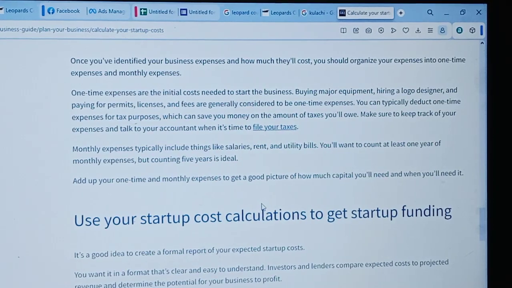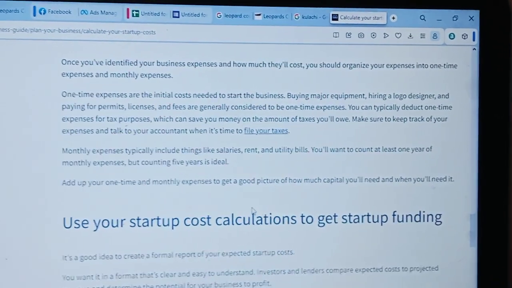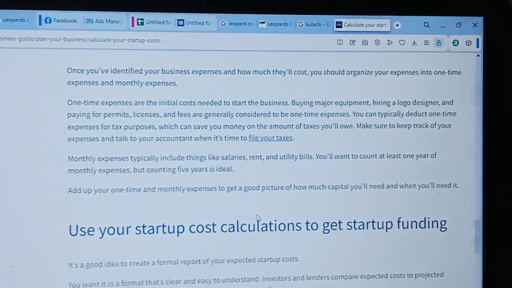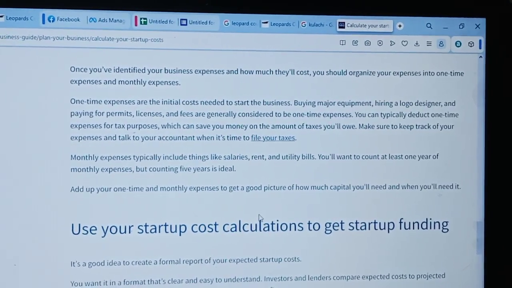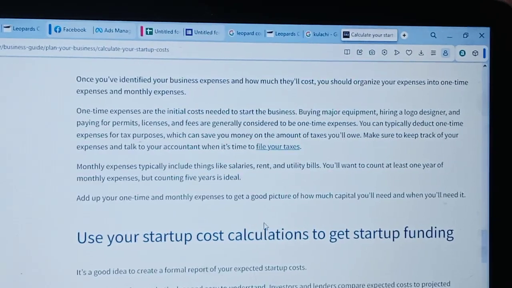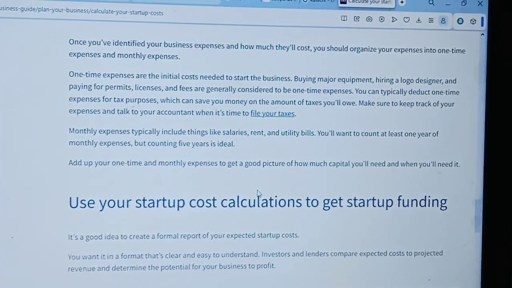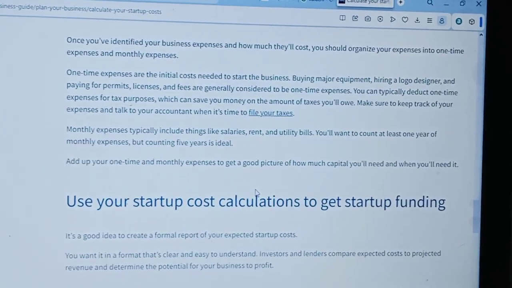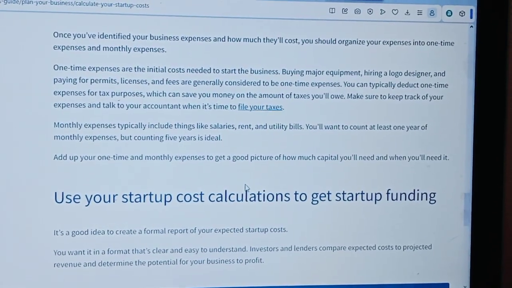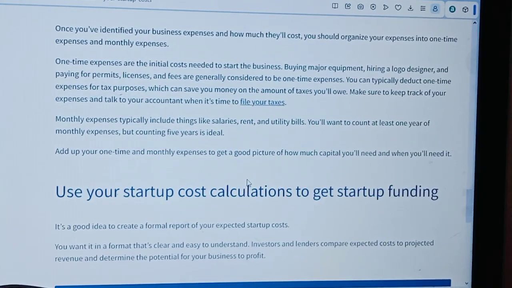You can typically deduct one-time expenses for tax purposes, which can save you money on the amount of taxes you will owe. Make sure to keep track of your expenses and talk to your accountant when it's time to file your taxes. Monthly expenses typically include things like salary, rent, and utility bills. You will want to count at least one year of monthly expenses, but counting five years is ideal.